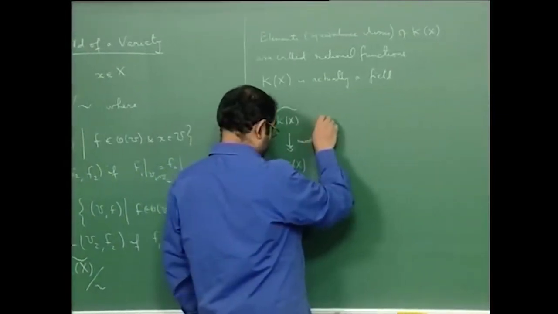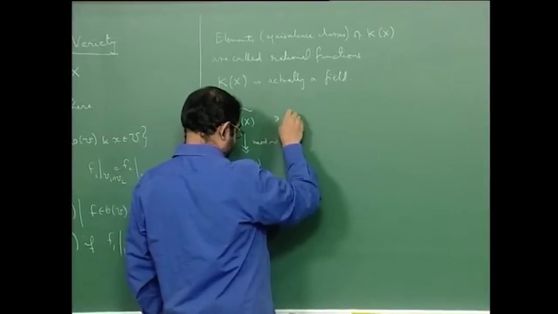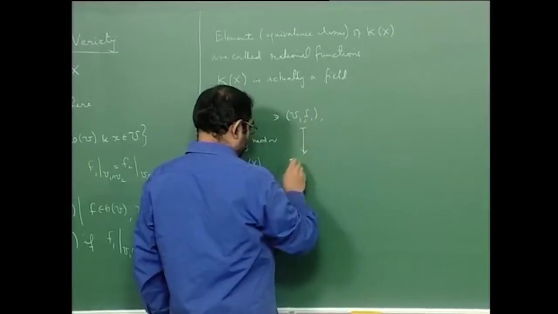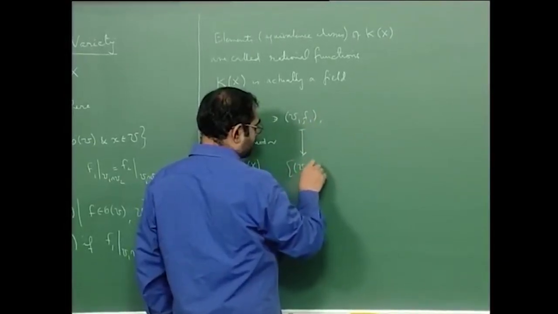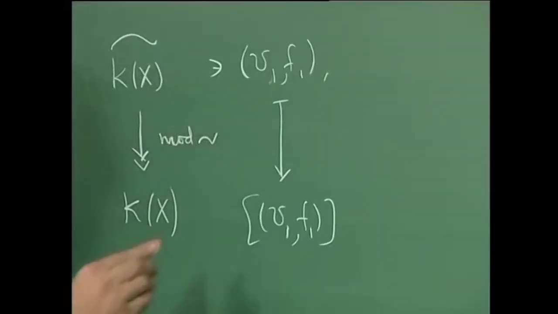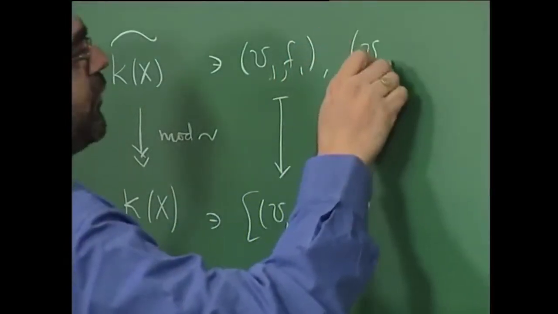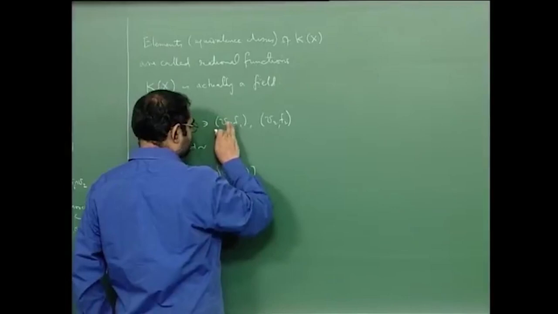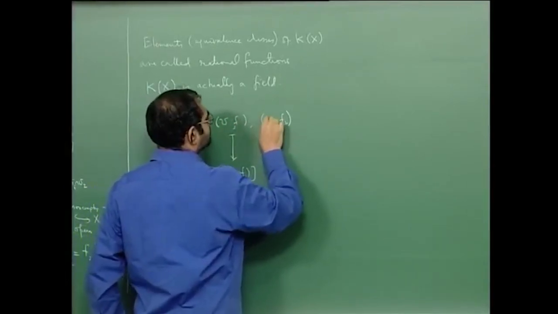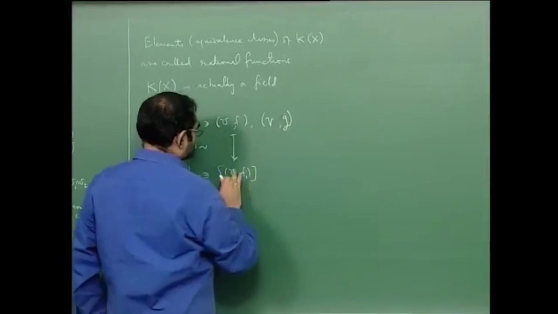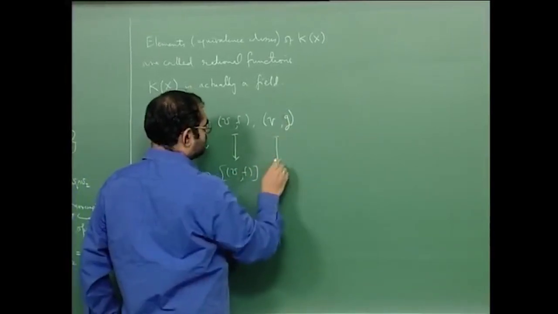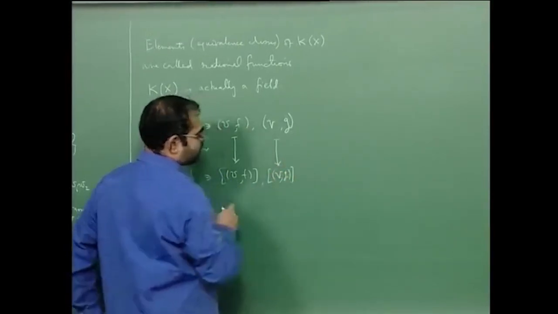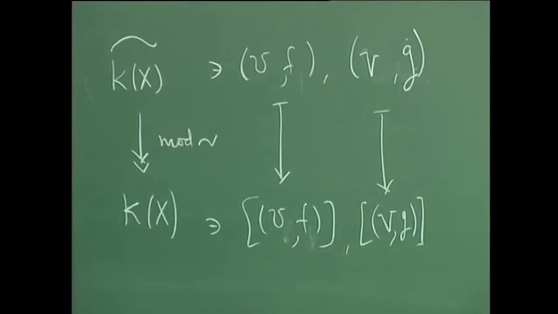And what we are doing is, if you give me a rational function u1 comma f1, you send it to its equivalence class, which I will indicate by putting a square bracket. And if you give me another rational function, let me use u comma f and v comma g, this will go to v comma g in round bracket followed by square bracket, the square bracket indicating the equivalence class here.